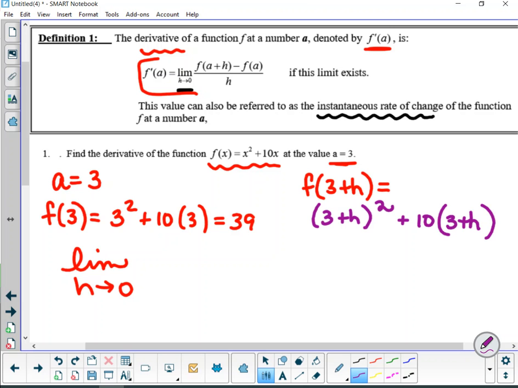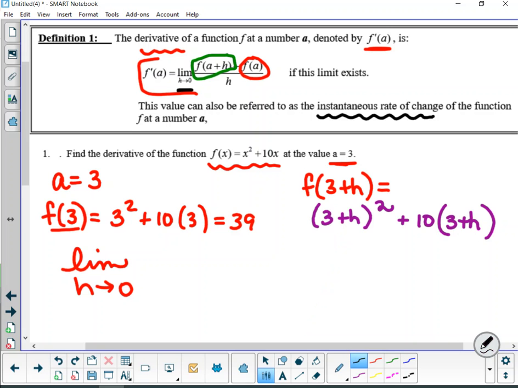That's function notation, function arithmetic, I don't know what you want to call it, working with a function. f of 3 plus h means take 3 plus h and plug it in the f function. So I needed f of a, or f of 3, got it. I need f of 3 plus h, got it.